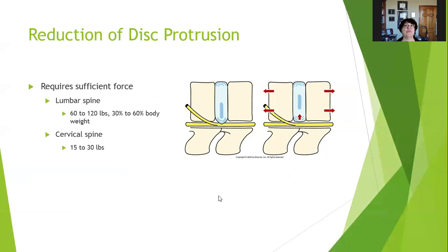To reduce disc protrusion, it requires sufficient force in the lumbar spine. You want 60 to 120 pounds, or 30-60% of body weight. And these numbers are also in the tables. I do want you to know these numbers. Cervical spine, 15 to 30 pounds.